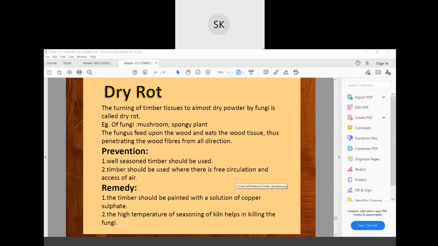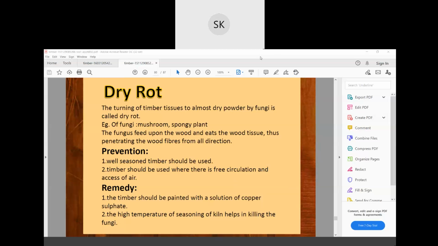You must have seen that from old furniture some powder used to come out. We used to get some powder on the surface of floors. If you go to your grandma's home or somewhere with old furniture, generally you'll get this kind of powder. So that is dry rot.